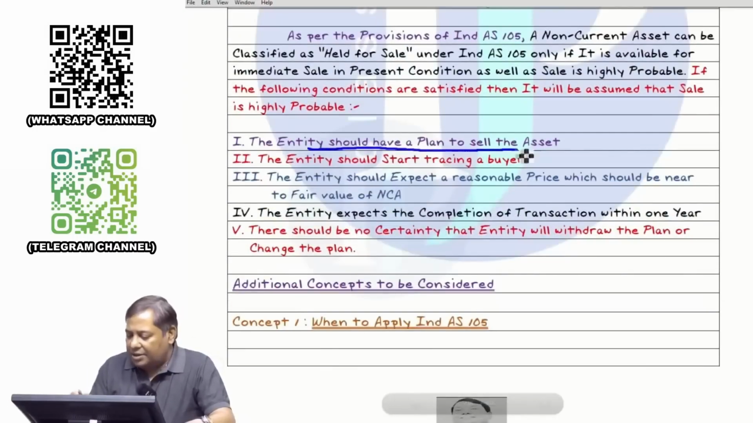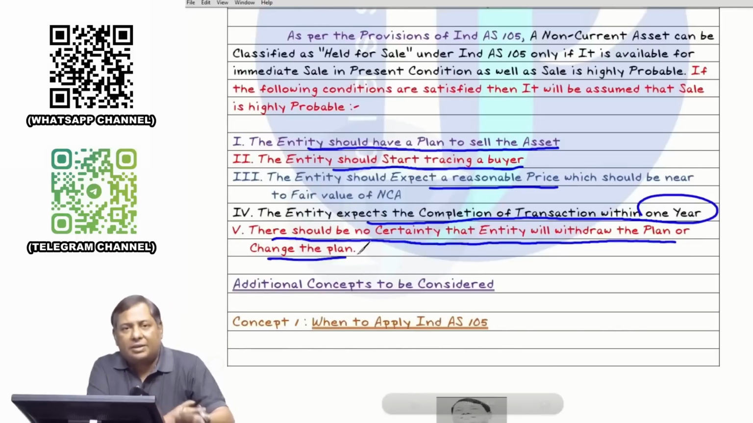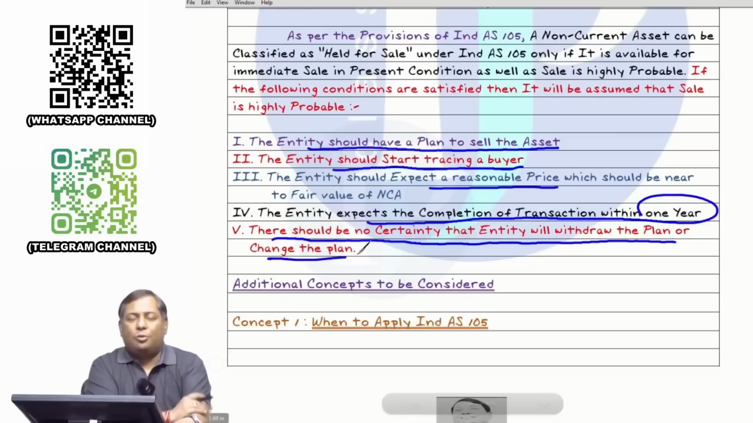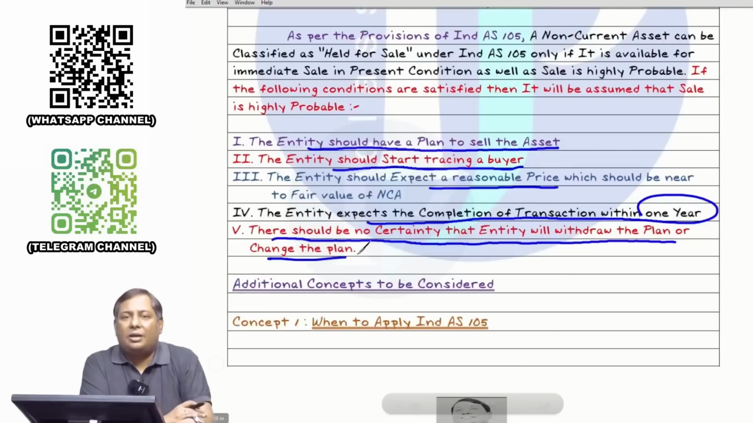So the entity should have a plan to sell the asset. They have started tracing the buyer. They are asking for a reasonable price. And they will complete the whole process within 1 year. And there should be no certainty that they will change their plan. It means they want to sell it. Alright now. If you fulfill all these conditions, your asset will be classified as held for sale. This is the theoretical aspect which we read in detail.